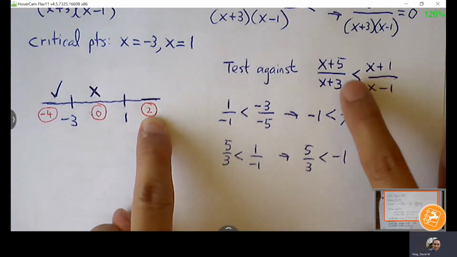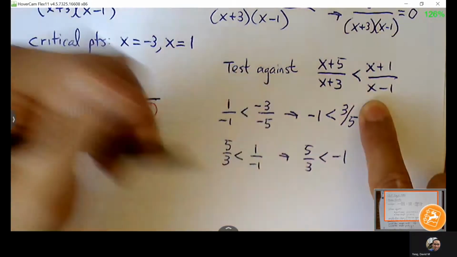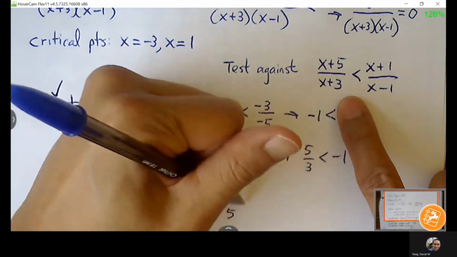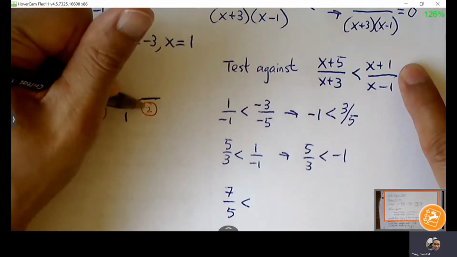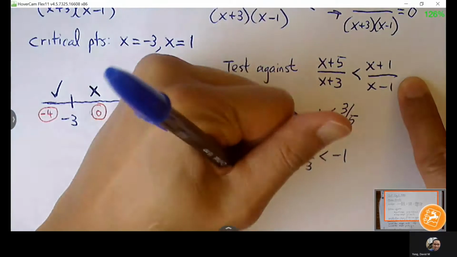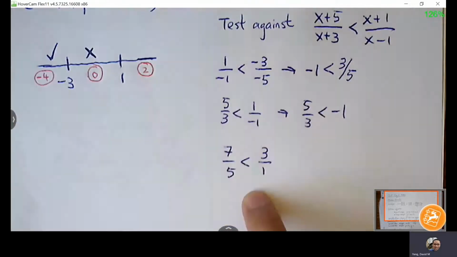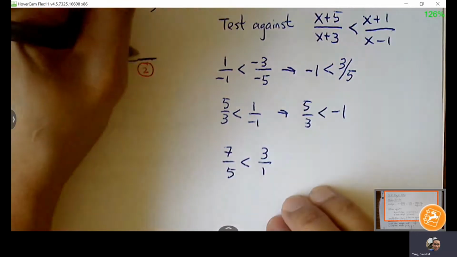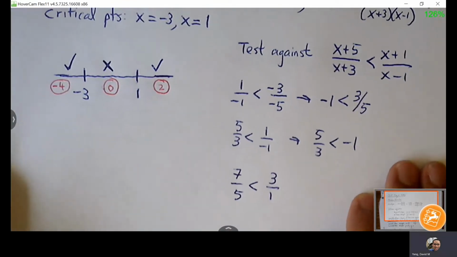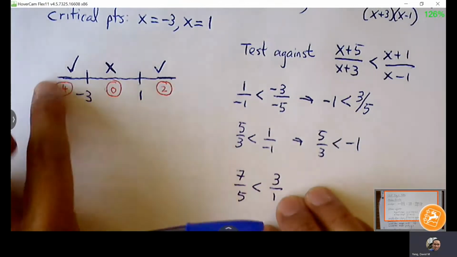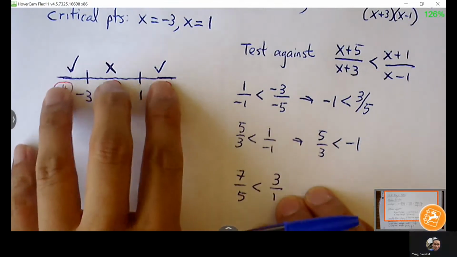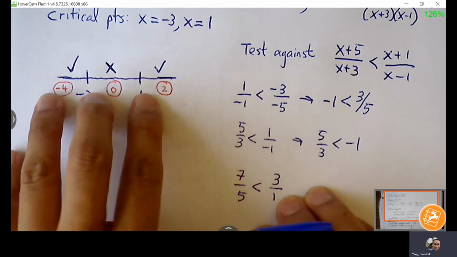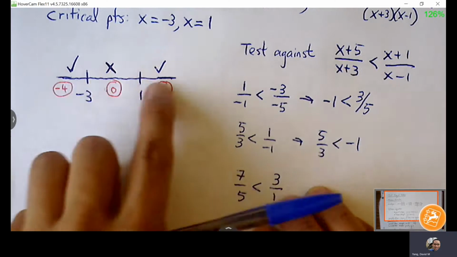Okay, I'll test 2 for x. So that's 7 over 5 less than 3 over 1. 7/5 is a number slightly larger than 1, and that is less than 3, right? So that's true. We're good to go. So we know our solution set is going to be this interval and this interval. We're going to ignore the red numbers now. These numbers are not going to be part of my answer set. My solution is going to be this entire interval and this interval.